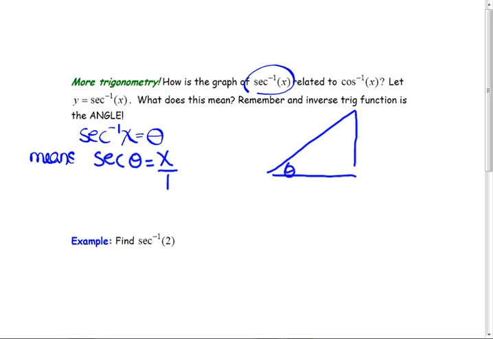It's secant. Where's the hypotenuse, the 1 or the x? Remember, secant. Secant is the hypotenuse over the adjacent. So this is the x, and this is the 1. Can you find the other side? Always Pythagorean's theorem. Do I need to do the work, or can you tell me what it is?